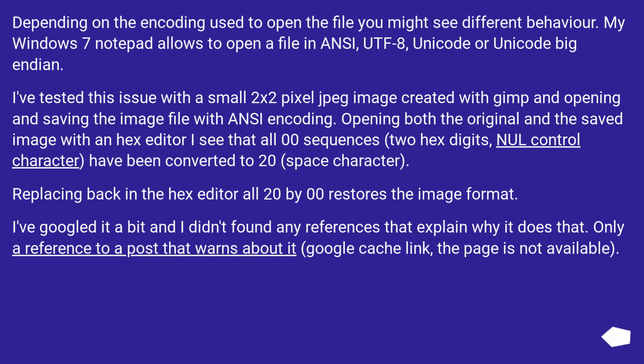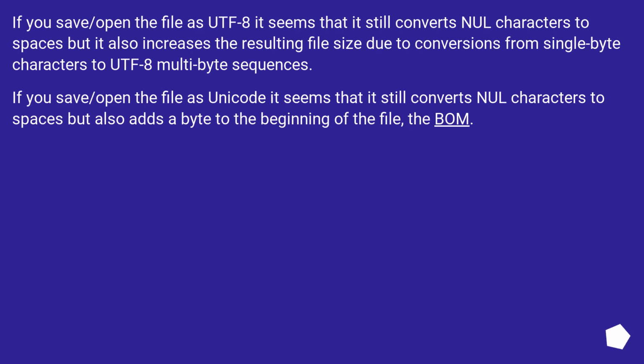I've googled it a bit and I didn't find any references that explain why it does that. Only a reference to a post that warns about it, Google Cache link, the page is not available. If you save/open the file as UTF-8, it seems that it still converts null characters to spaces, but it also increases the resulting file size due to conversions from single byte characters to UTF-8 multi-byte sequences. If you save/open the file as Unicode, it seems that it still converts null characters to spaces but also adds a byte to the beginning of the file, the BOM.